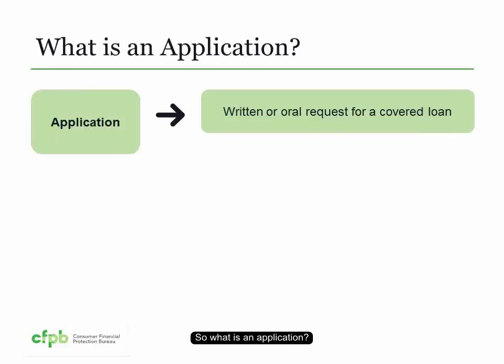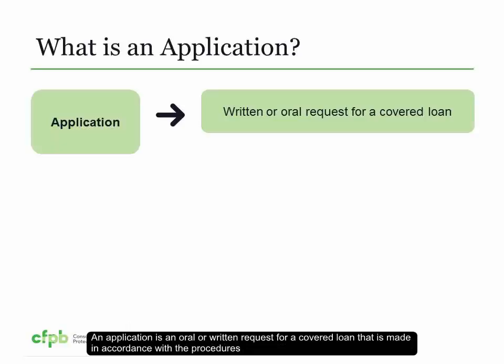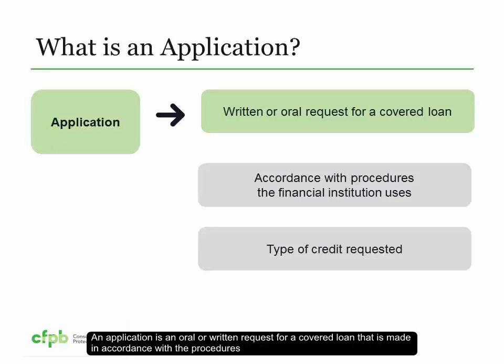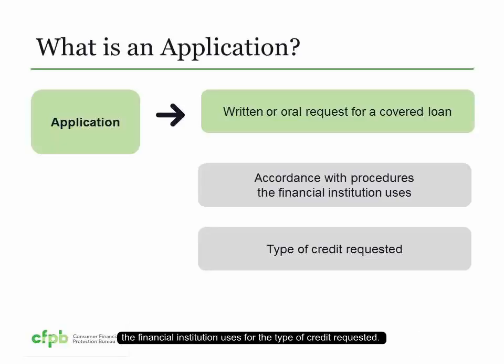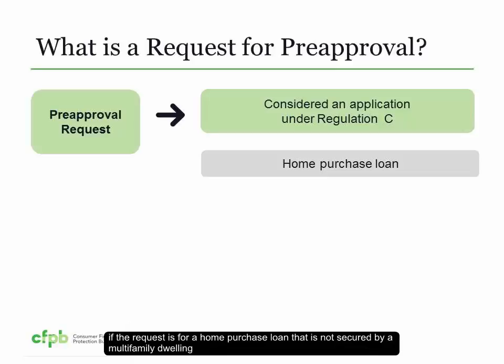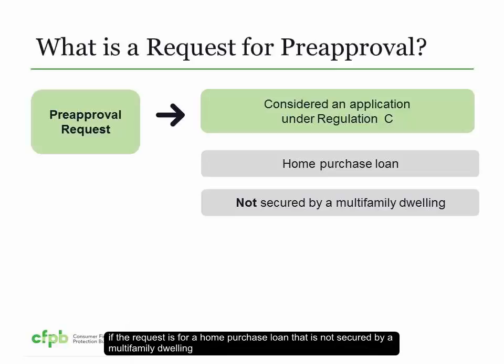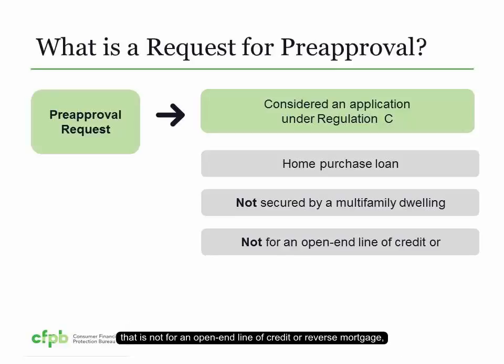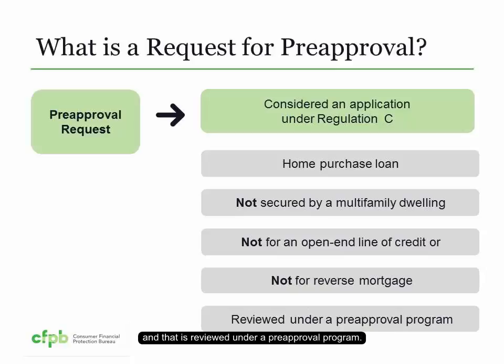So what is an application? An application is an oral or written request for a covered loan that is made in accordance with the procedures the financial institution uses for the type of credit requested. A request for a pre-approval is considered an application under Regulation C if the request is for a home purchase loan that is not secured by a multifamily dwelling, that is not for an open-end line of credit or reverse mortgage, and that is reviewed under a pre-approval program.